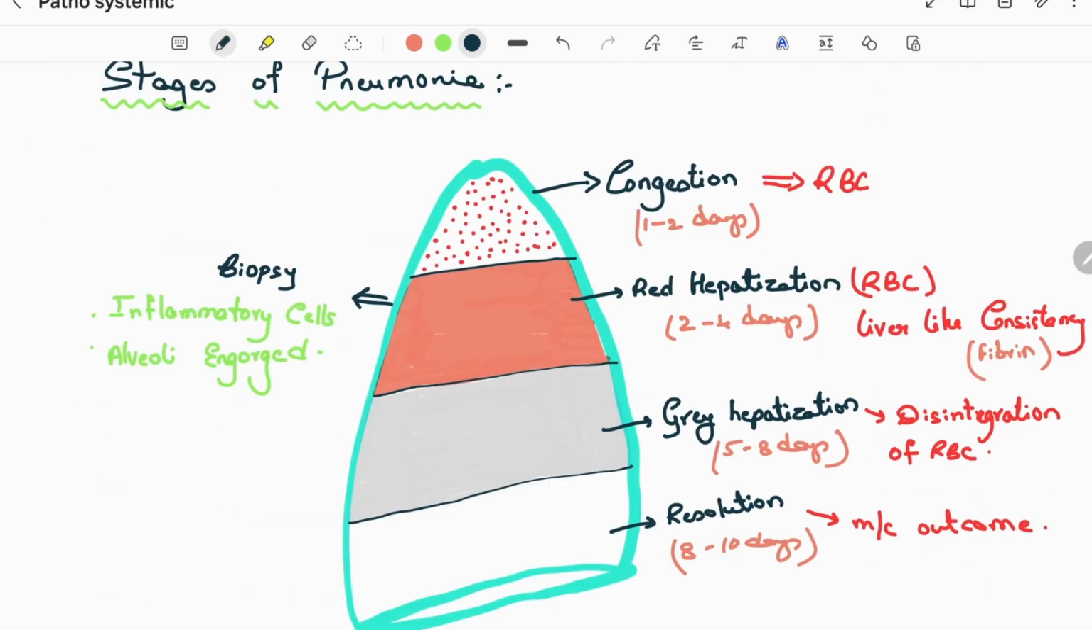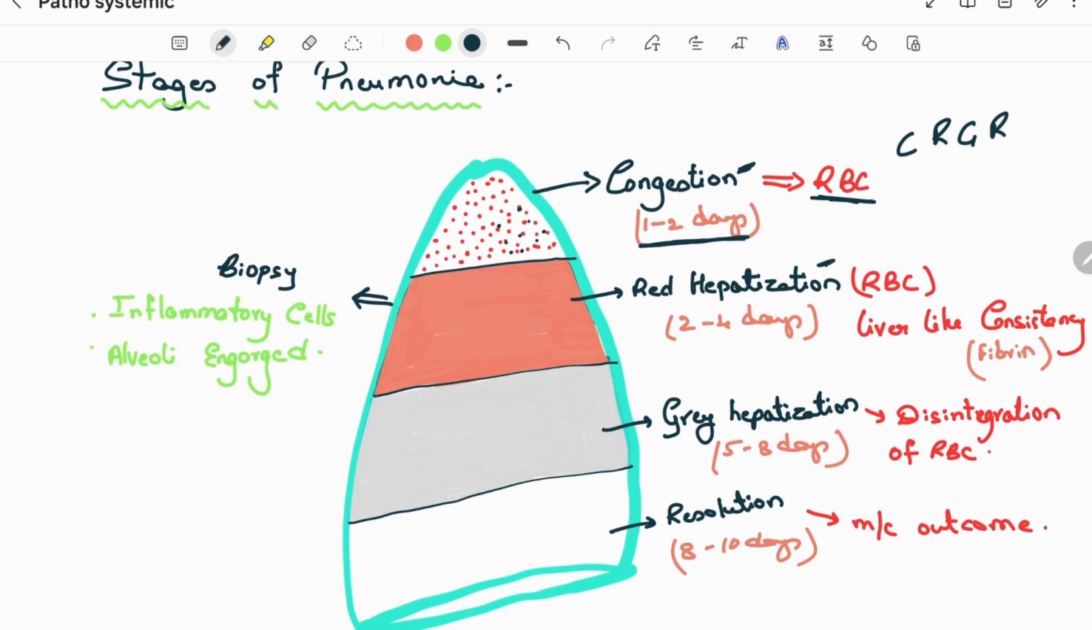There are 4 stages of pneumonia. They are C, R, G, R. Congestion, red hepatization, grey hepatization, and resolution. Depending on the type of cells and the color of the lung, they are divided. First one is congestion. In congestion, RBC is getting involved, hence it is called congestion.